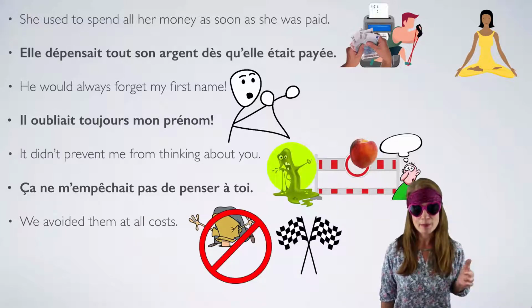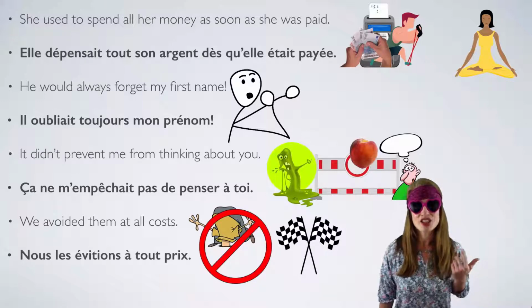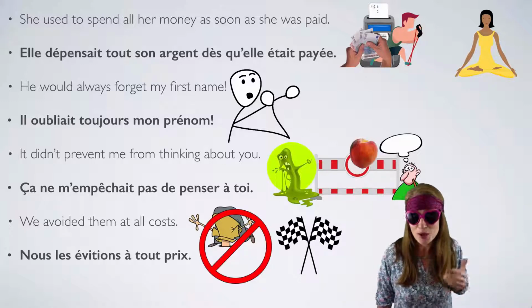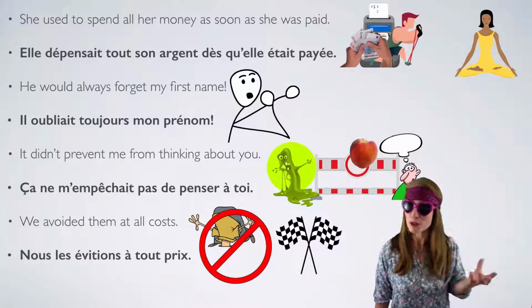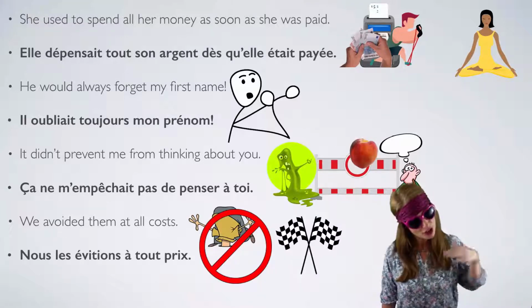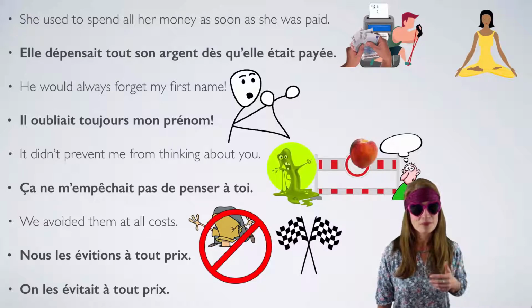We avoided them at all costs. Nous les évitions à tout prix. Here you could actually use the perfect. Nous les avons évités à tout prix. Depends on the atmosphere you want to create. A splat in the past or more of a meandering line. And of course you can use on, which is used more in spoken French for we. On les évitait à tout prix. On les a évités à tout prix.